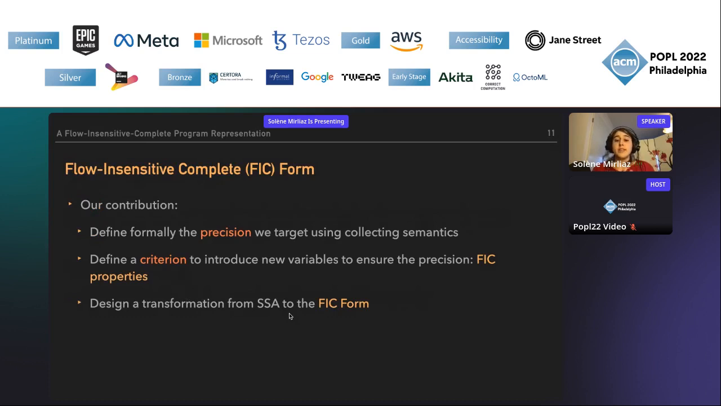To obtain this criterion, we first need to formally define what we call precision. And we will do so using only the collecting semantics and no abstract domain, so that we don't lose precision because of this abstract domain.